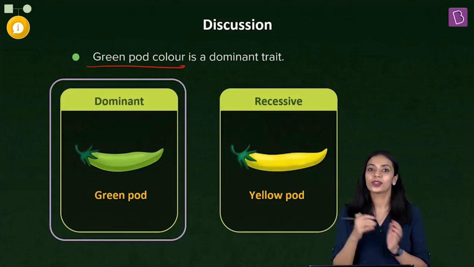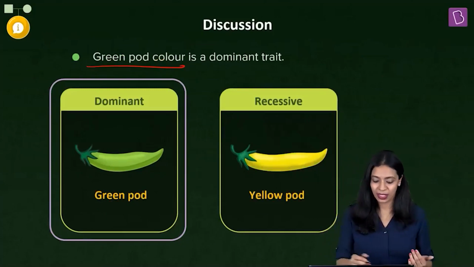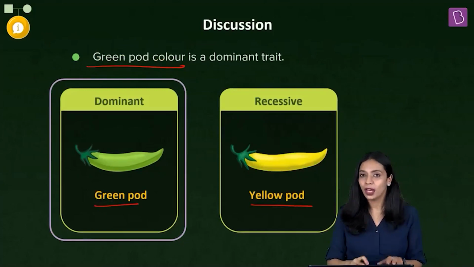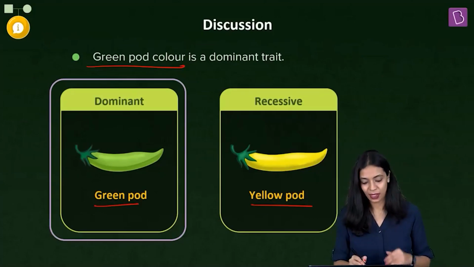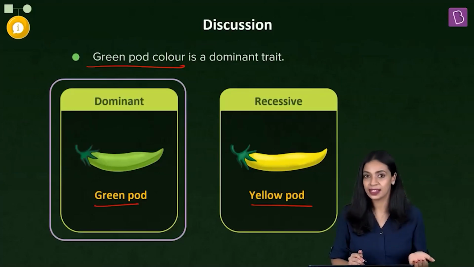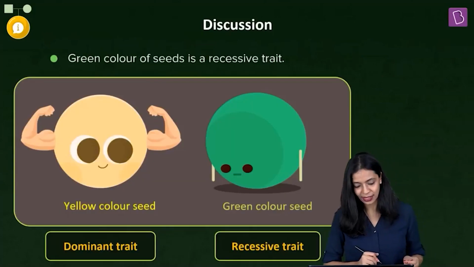In option C, we have green pod color. The color of the pod was one of the characters considered by Mendel. The 2 variants are green and yellow. Among the 2, it is green which is dominant and yellow which is recessive. Since green is not recessive, option C is also incorrect.